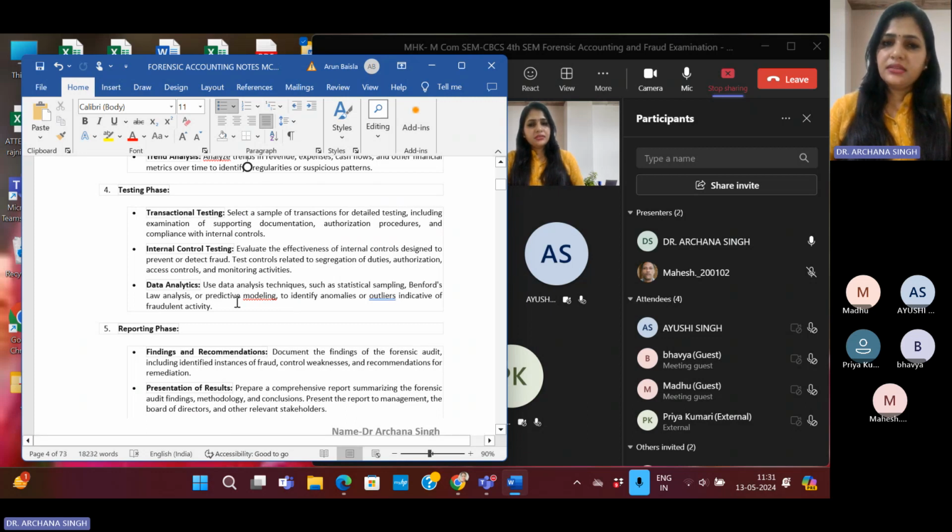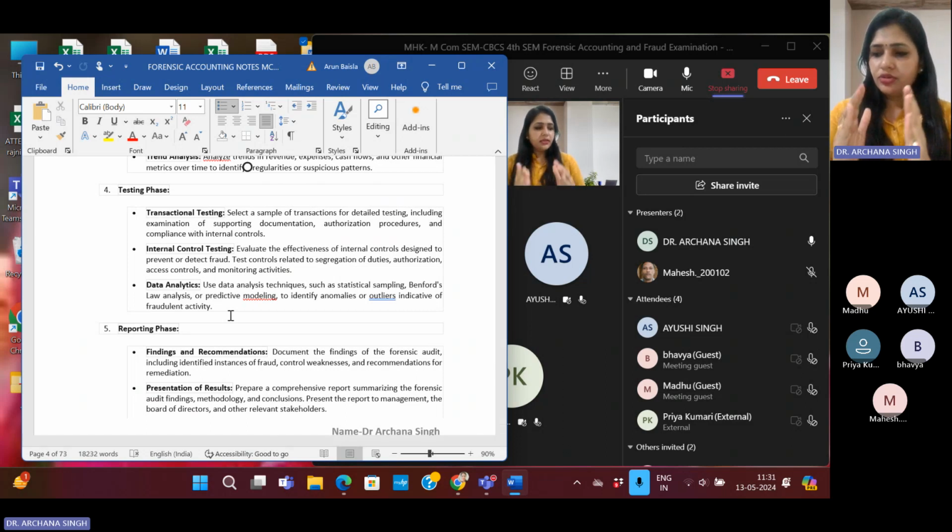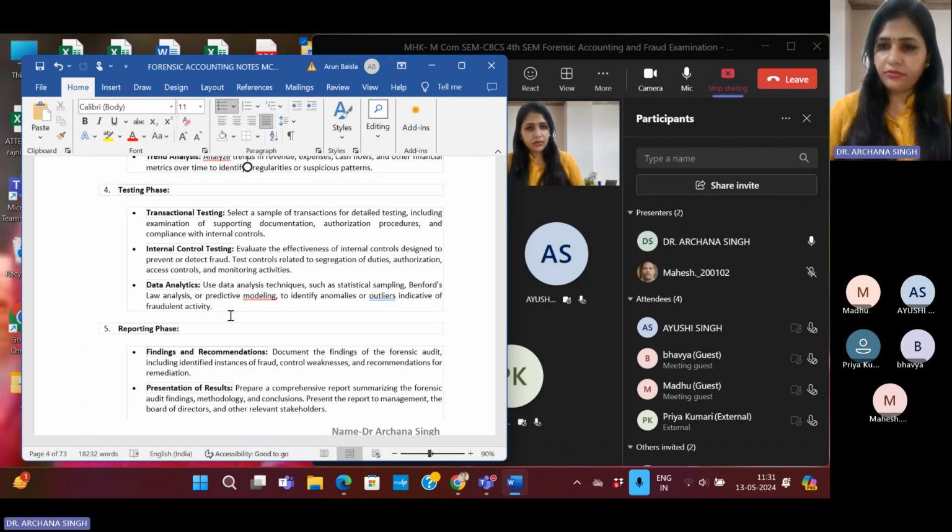Benford's law analysis, here the term has been used. Benford's law is basically a mathematical principle that predicts the distribution of digits in many types of data sets. If a digit pattern is repeated in a random sample, then they may be doubtful that there may be a fraud.